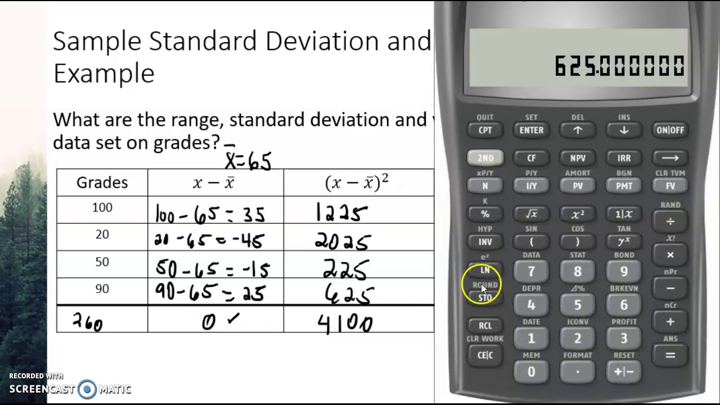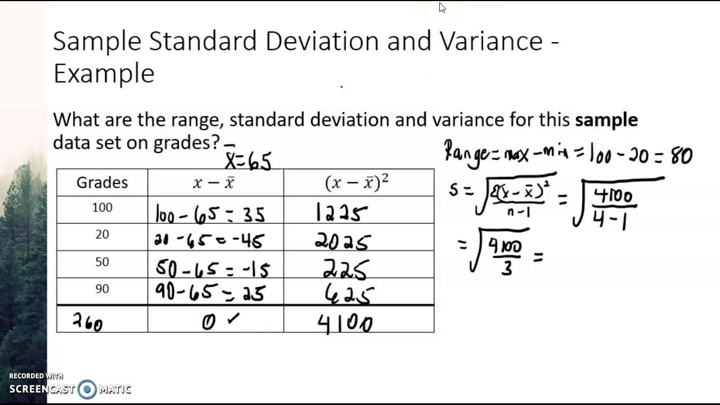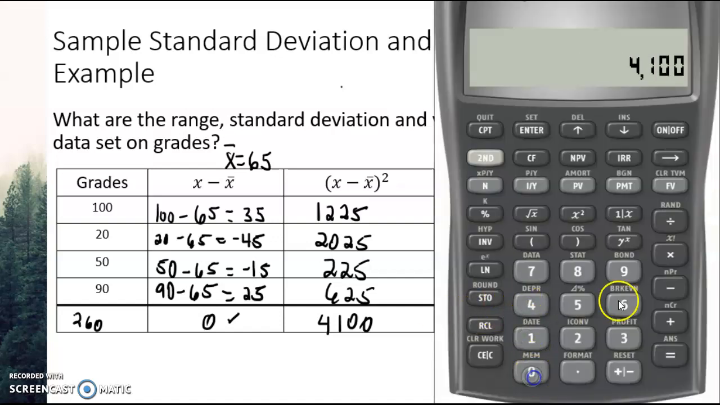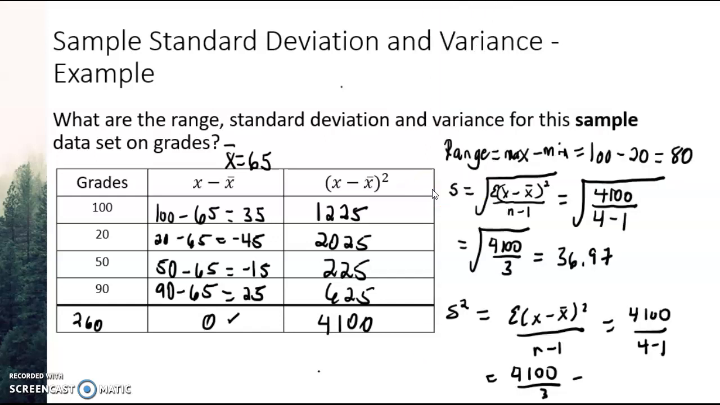If I take the 4,100, divide by 3, then do the square root, that is my final answer for the standard deviation, about 36.97 to 2 decimal places. If you wanted the variance instead, it's almost the same, except it's not square rooted. So the variance would just be the 4,100 divided by 3. If I go back on my calculator just to see what that value was again, it's 1,366.67.